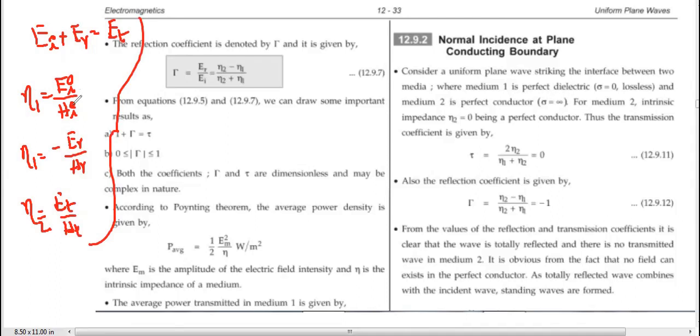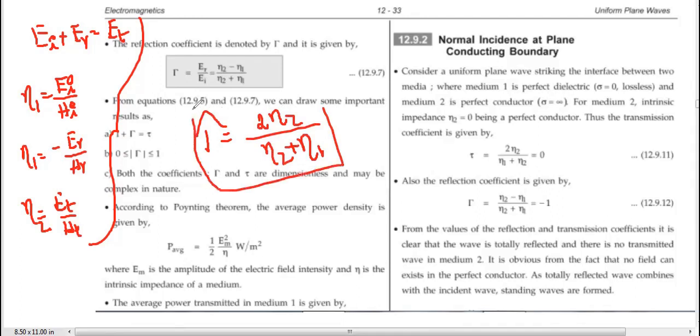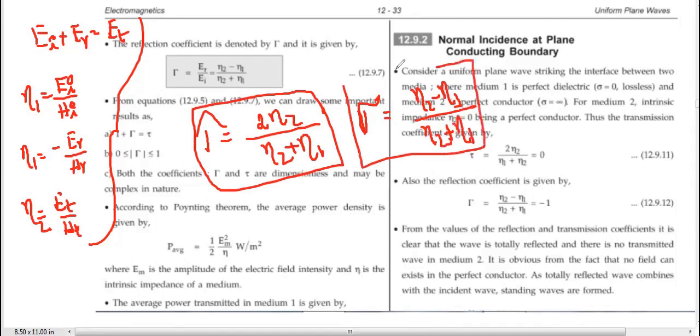Okay, using these relations, you can get the eta 1 and eta 2 values. The transmission coefficient tau is equal to 2 eta 2 by eta 2 plus eta 1, and the reflection coefficient gamma is equal to eta 2 minus eta 1 by eta 2 plus eta 1. And this is for normal incidence at a plane dielectric boundary. There is transmission and there is reflection also.